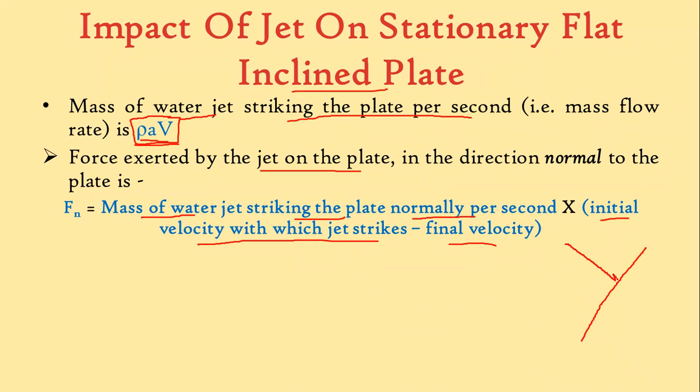Now, what was the initial velocity? Here it was v sin theta. As we have seen in the animation before, this is the velocity v, and here we had two components, v sin theta and v cos theta. So this line of action is the line of action of normal force Fn, and for this normal force we have the initial velocity with which the jet strikes as v sin theta.